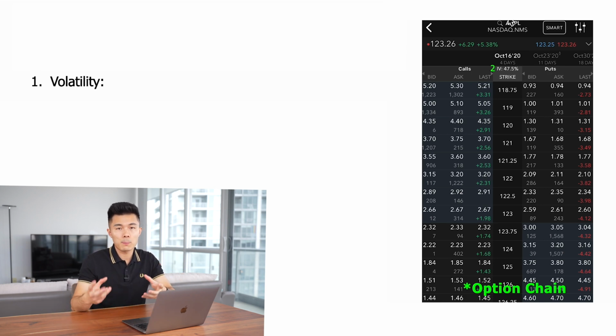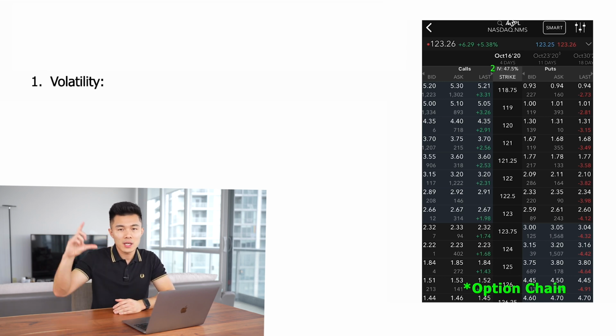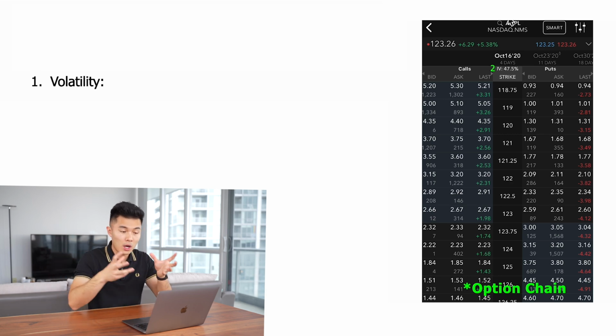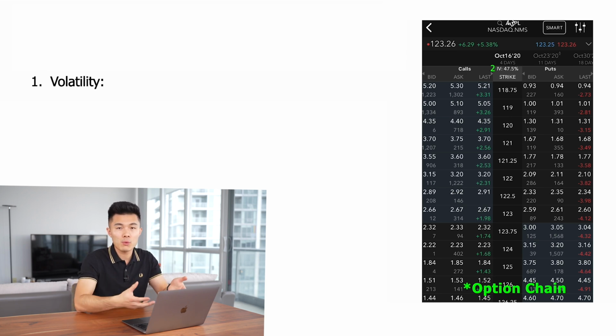Volatility is not very important in stock investing, at least not on a daily basis. In stock investing, volatility just means how fast the stock goes up or down, right? But in options it is very, very important, and it has everything to do with your premium, whether you're paying it or you're getting paid. So let's get right into it.